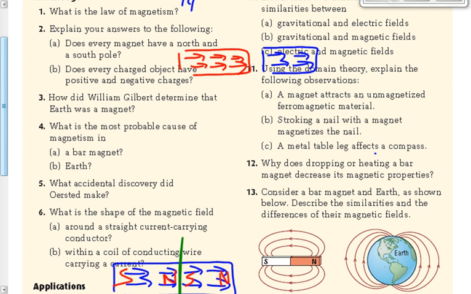And finally, the metal table leg affects a compass. Why does a metal table leg affect a compass? Good, because the table leg is a ferromagnetic material, right? Ferromagnetic materials attract magnets, and what's a compass? It's a magnet, right?